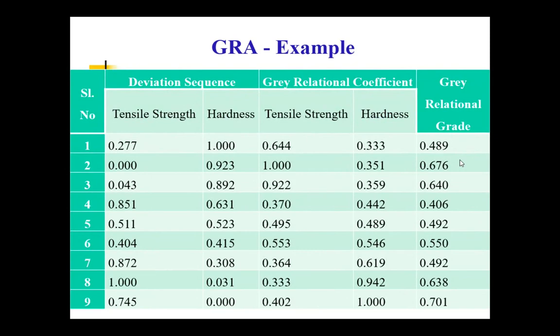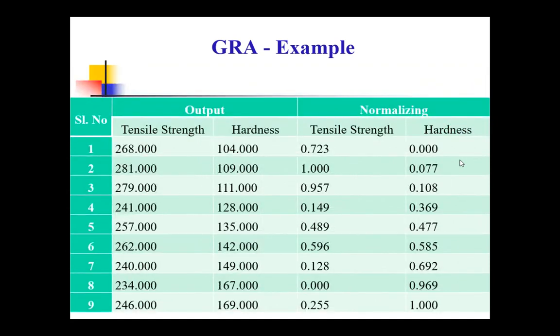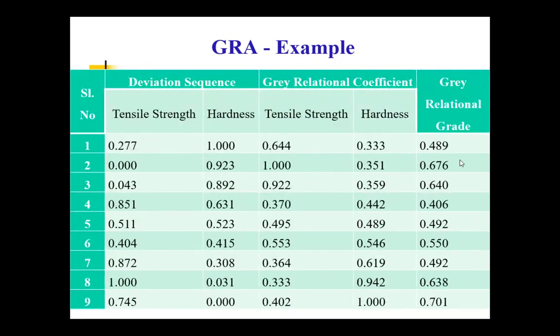Then comes the deviation sequence. The deviation sequence is nothing but how much it deviates from the ideal value of 1. So it is 1 minus this normalizing value. So here in the first category, in the normalizing sequence, tensile strength is 0.723 and hardness is 0. So 1 minus 0.723 is 0.277. So it is 0.277. And in hardness, it is 0, so 1 minus 0 becomes 1. Similarly, calculate the deviation sequence for all the 9 experiments.